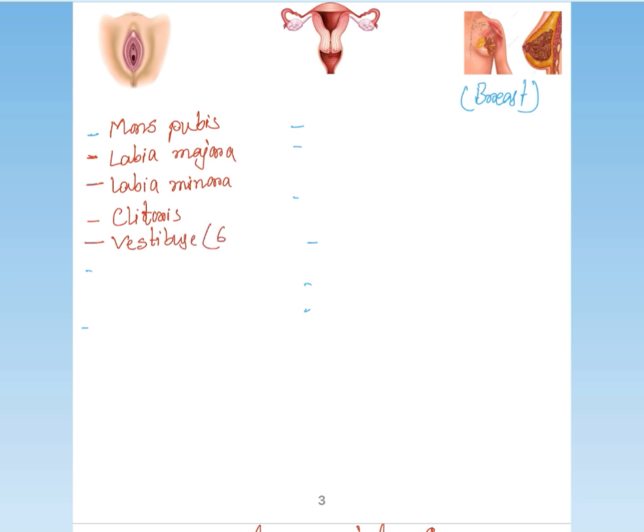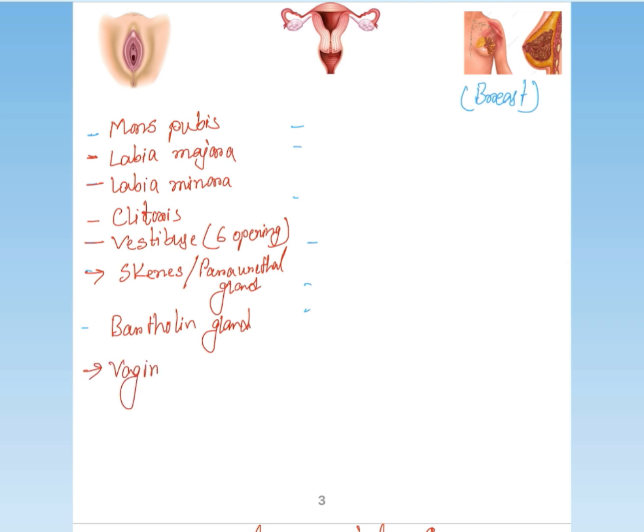How many openings are there? Total 6 openings are there. What are those? 1 urethral opening, 1 vaginal opening, 2 paraurethral openings, and 2 Bartholin glands. Okay, so Skene's gland or your paraurethral gland, and your Bartholin gland, vaginal opening, and your urethral opening.